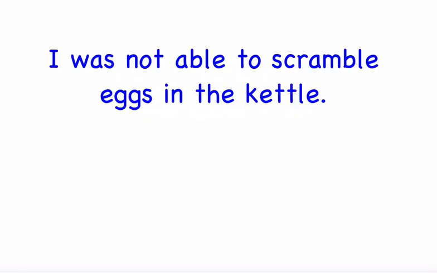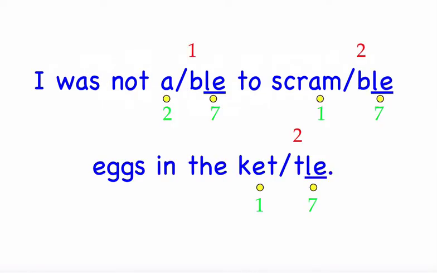I was not able to scramble eggs in the kettle. Now mark the words we have focused upon in the dictation for this sentence. Once you've completed marking those words, advance the screen to see how well you've marked them. I was not able to scramble eggs in the kettle.